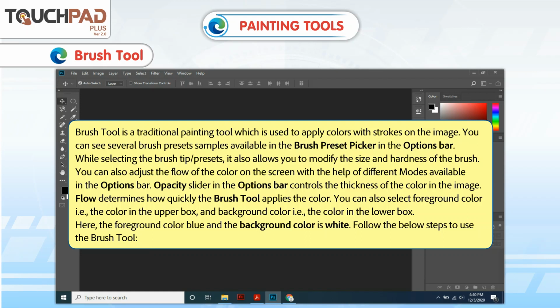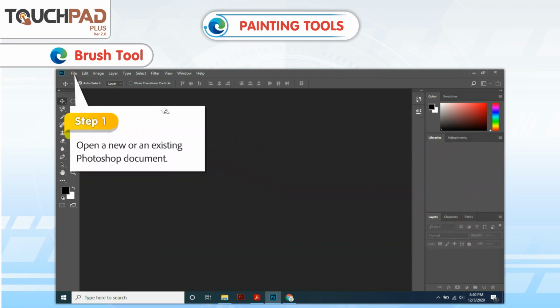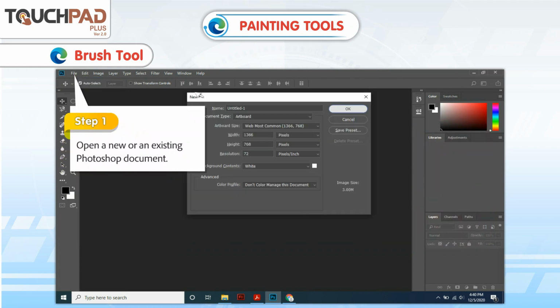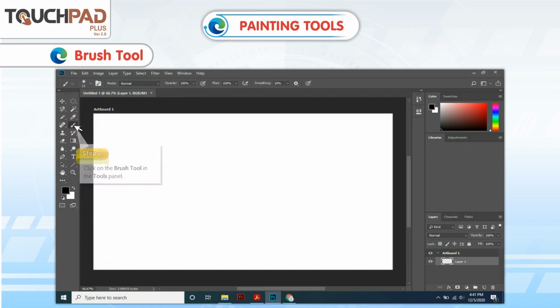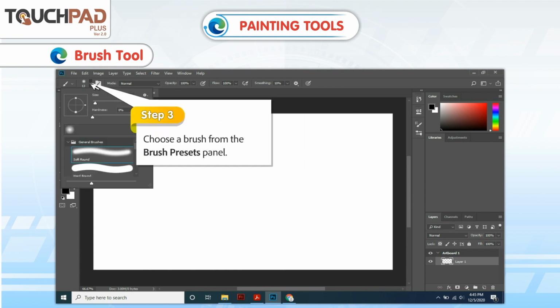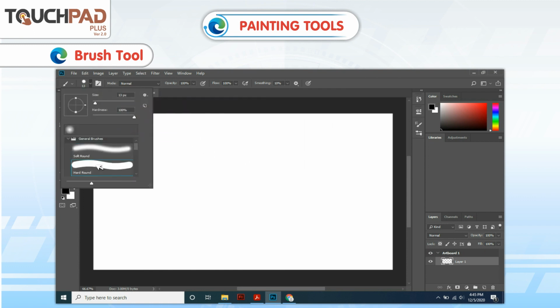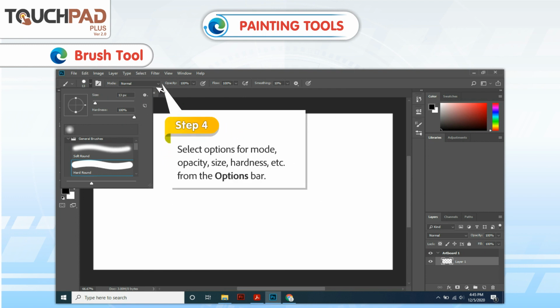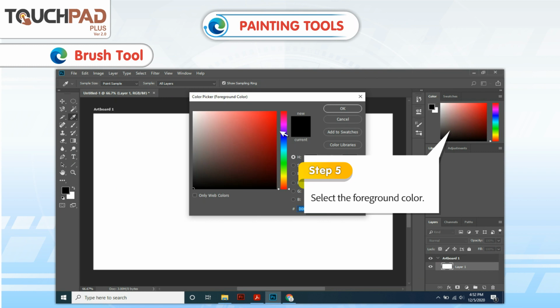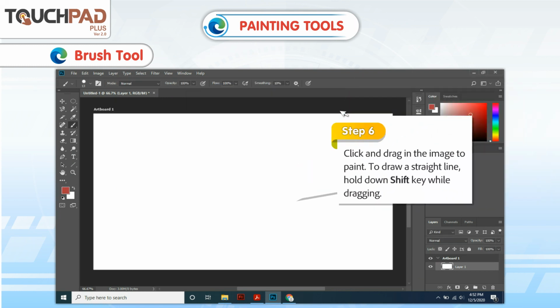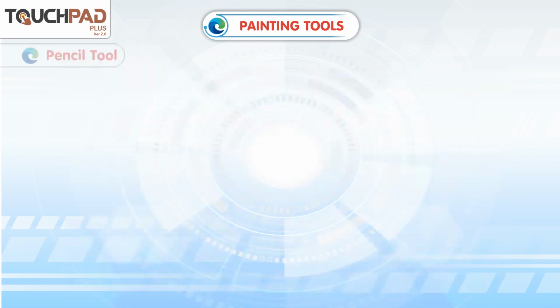Follow the below steps to use the brush tool. Step 1. Open a new or an existing Photoshop document. Step 2. Click on the brush tool in the Tools panel. Step 3. Choose a brush from the Brush Presets panel. Step 4. Select options for mode, opacity, size, hardness, etc. from the options bar. Step 5. Select the foreground color. Step 6. Click and drag in the image to paint. To draw a straight line, hold down Shift key while dragging.